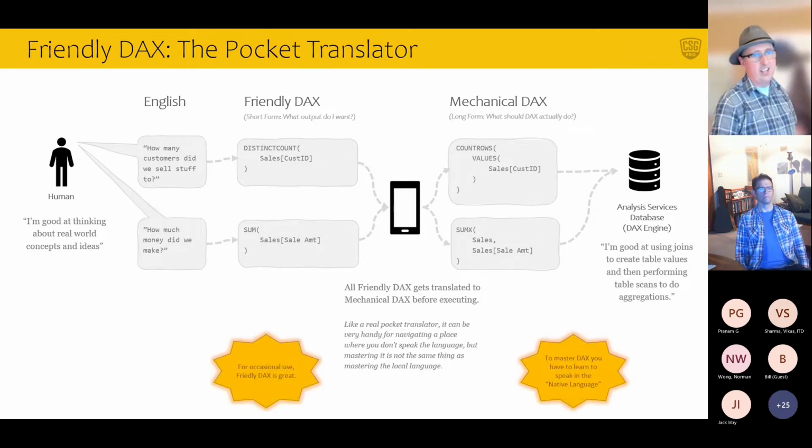So it's the reason I bring this up, right? For occasional use, friendly DAX is great. You need to learn the native language if you want to do it. When we're sketching stuff out, I can actually sketch out friendly DAX, but the way that it works is I will actually write out the mechanical DAX version of it. So if you try and sketch out friendly DAX, it's just not as useful and interesting. By contrast, sketching out mechanical DAX works very, very well, and you learn to start thinking the way that the database engine works, which is kind of what you want to do.